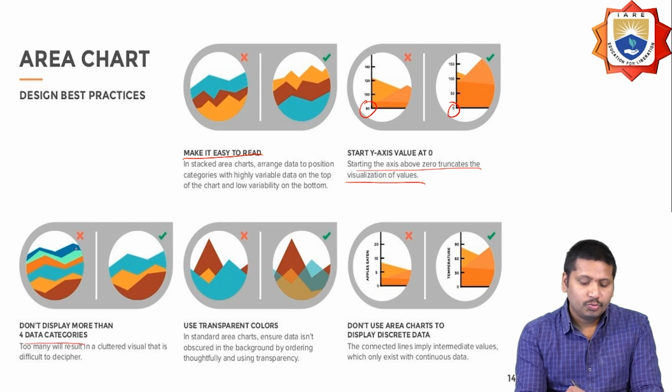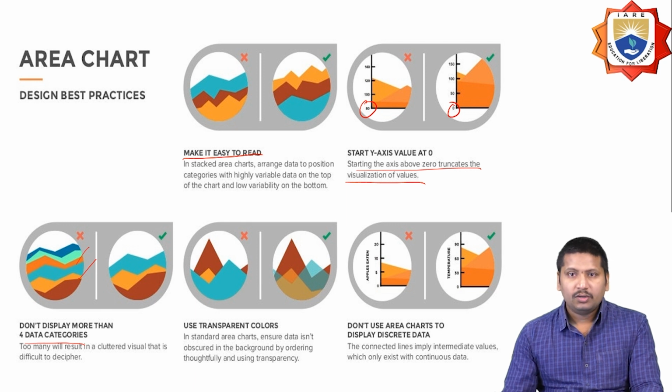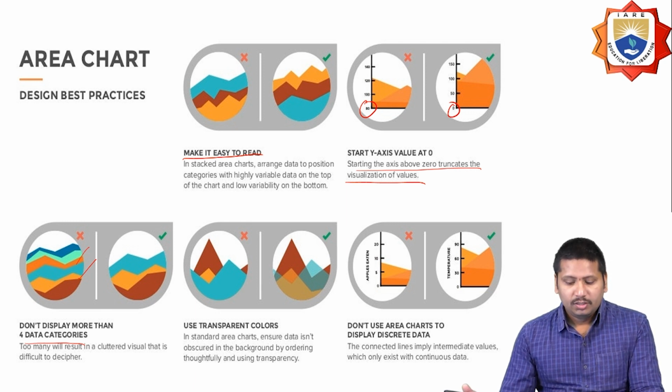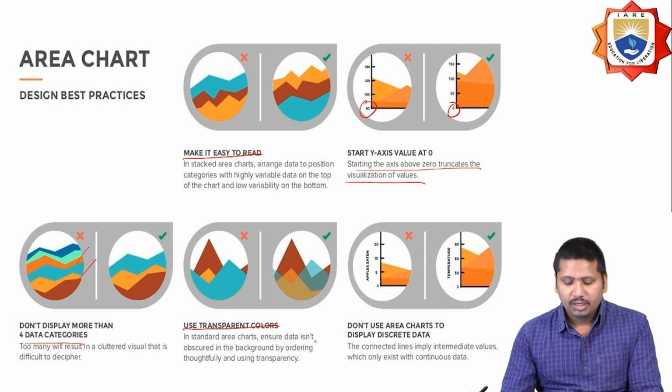If I show more than that, the result will be a little cluttered, or it may be difficult to study. And use transparent colors so that the background is visible, ensuring the data is not going to be obscured. Next one is don't use area charts to display discrete data. The connecting lines imply intermediate values, which may exist only in continuous data.